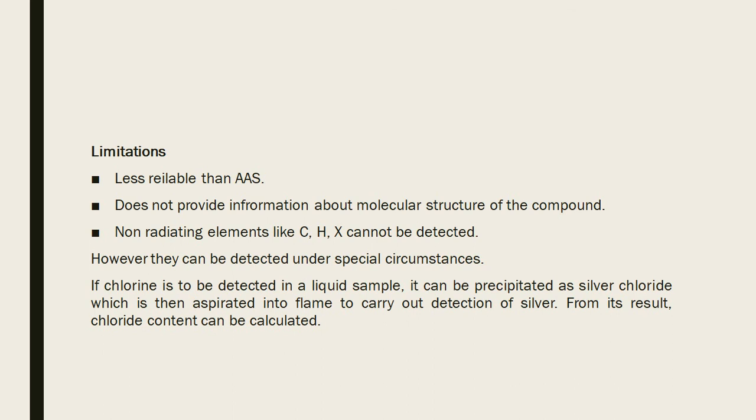For example, if chlorine is to be detected in a liquid sample, it can be precipitated as silver chloride, which is then aspirated into the flame to carry out detection of silver. Now, as silver was combined with chloride to give silver chloride, and from this silver chloride we have atomized silver, the result of silver will depict the result of chlorine. That is, from the result of silver we can calculate the chloride content.